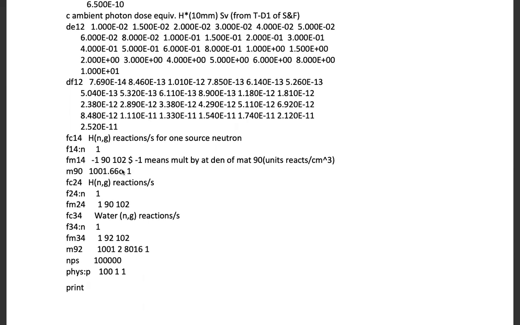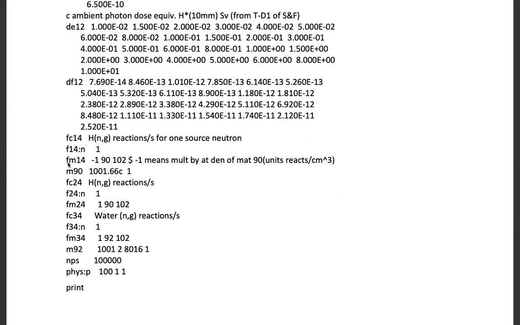102 means the N gamma microscopic cross section. Here's the $ sign, which means that -1 multiplies the number by the atomic density of material 90 in cell number 1. So the answer that I'm going to get from here is reactions per cubic centimeter per source neutron.